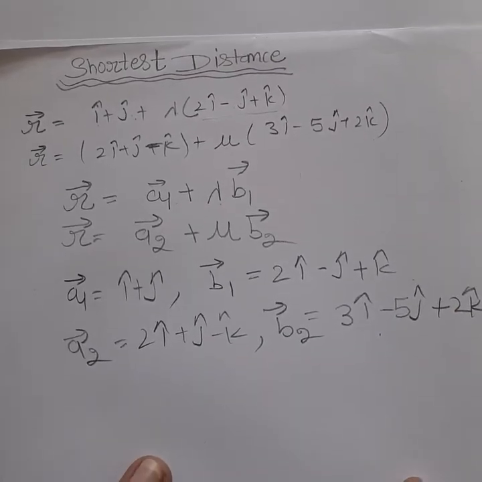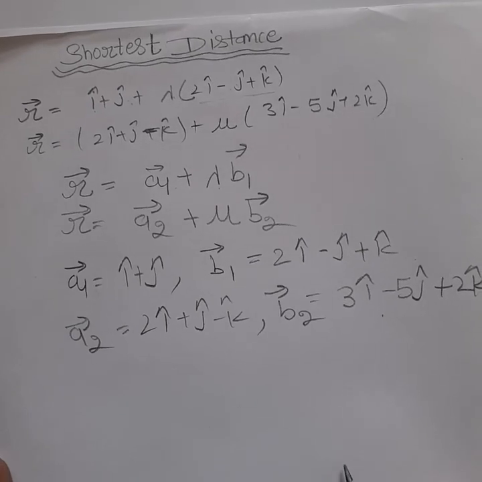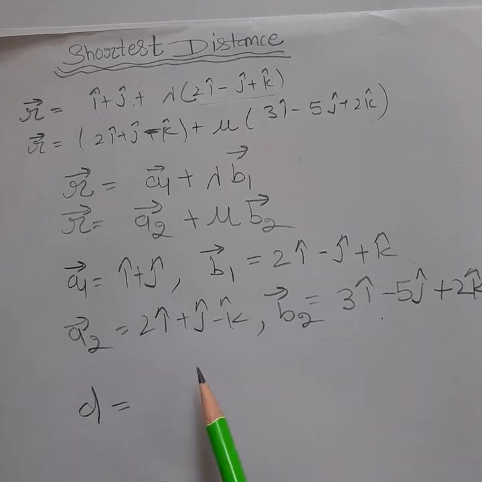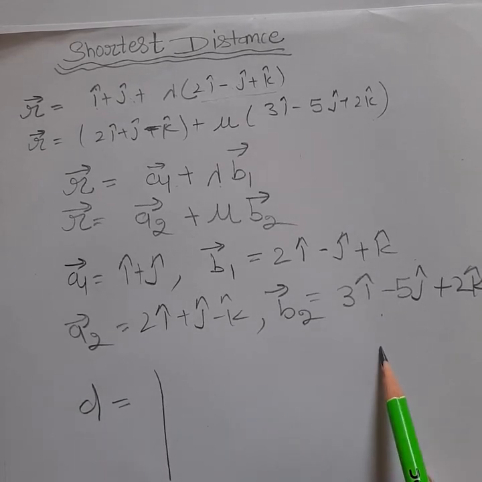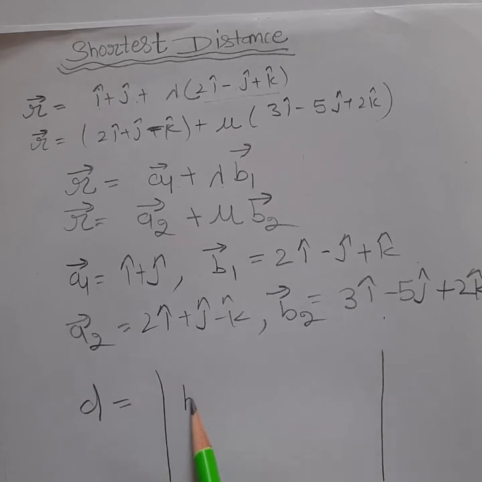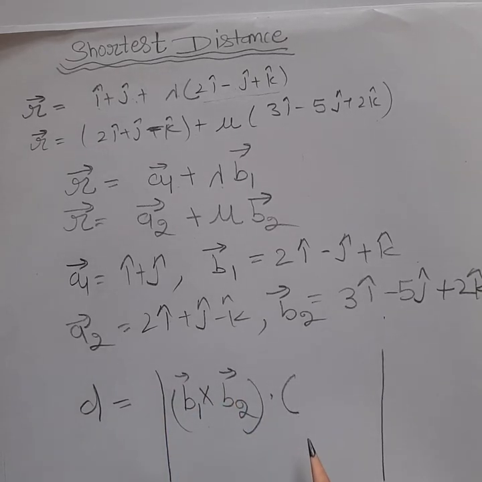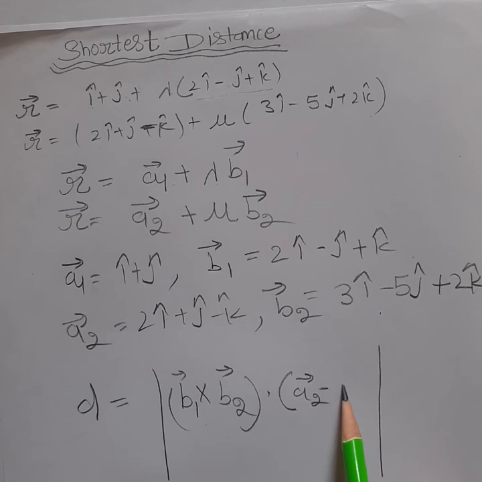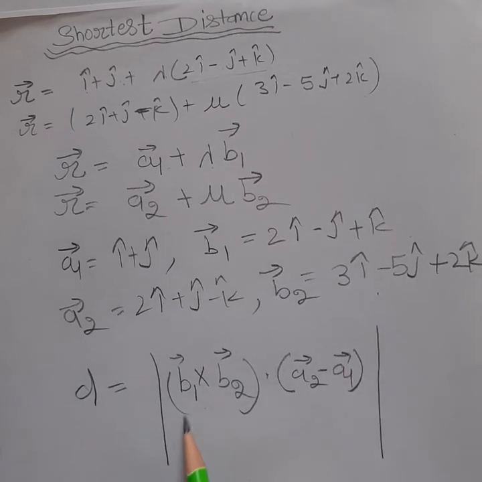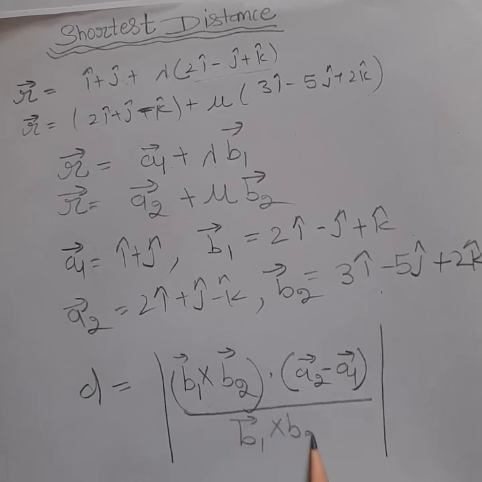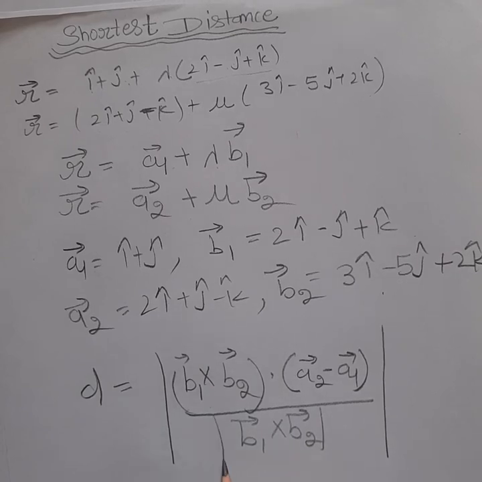Okay, now what is the formula of shortest distance? First of all, we know about the formula. In that case, we find the shortest distance. So students, the formula is that first of all, we write here b1 cross b2. I will tell you about the cross product. And after that, you can write as a2 vector minus a1 vector, and in the denominator you can write as b1 vector cross b2 vector and the modulus of it.